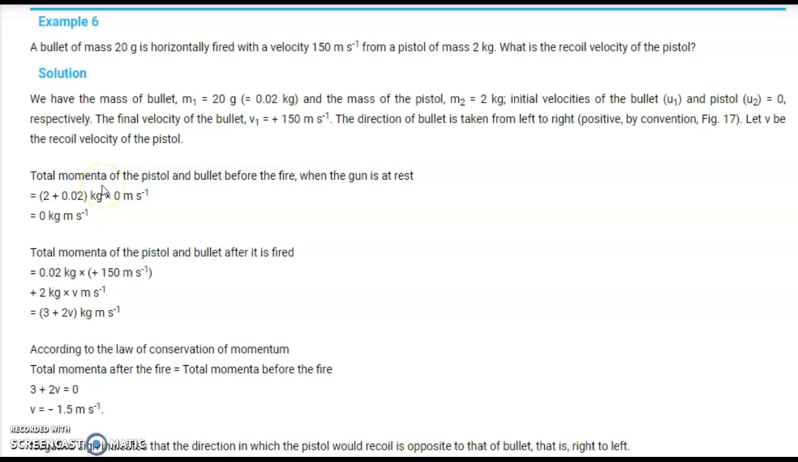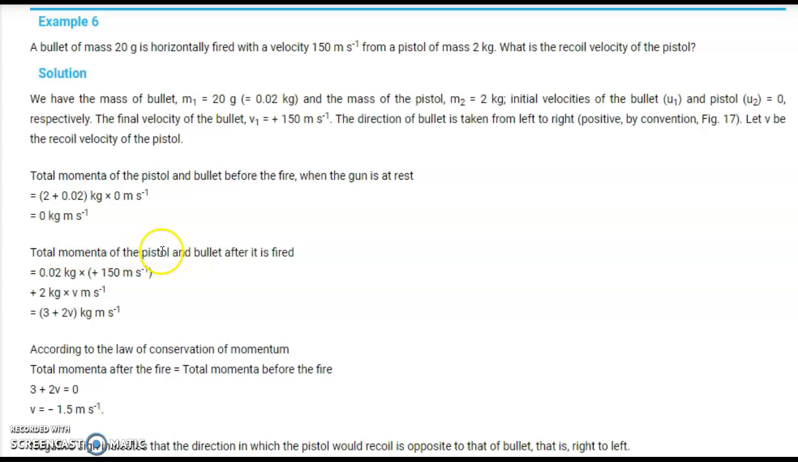Now you know that the total momentum of the pistol and bullet before the firing, when the gun is at rest, is the initial momentum. Here we have to add the mass of the bullet and the mass of the pistol, and both initial velocities are 0. So the total momentum of the pistol and bullet will become 0 kg meter per second.